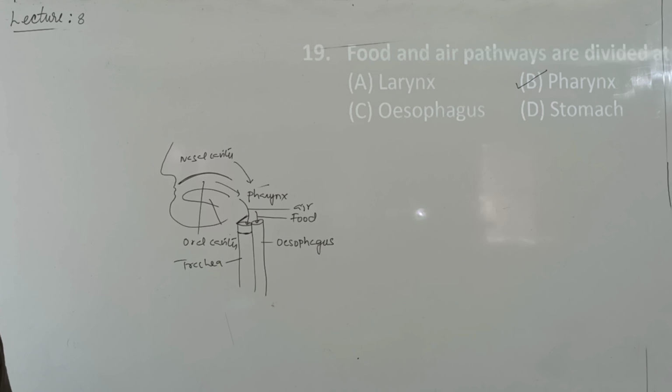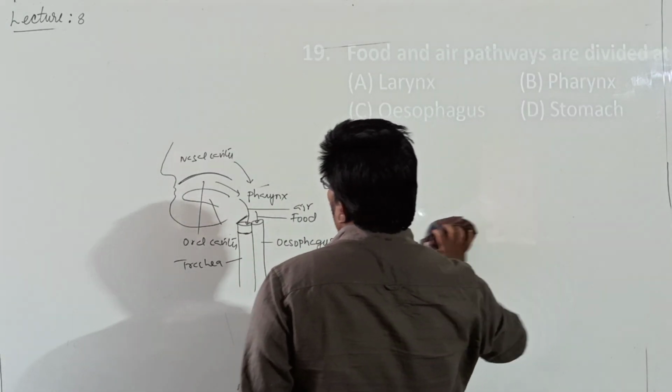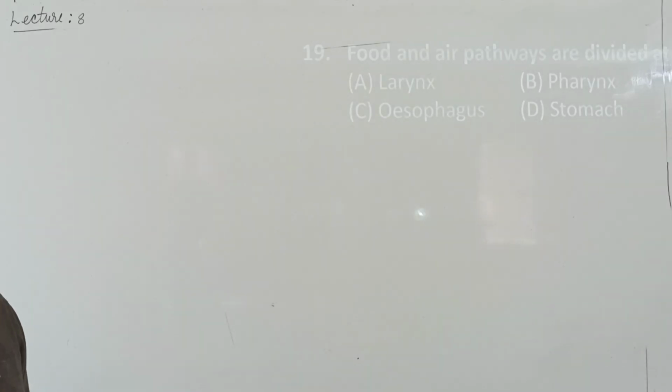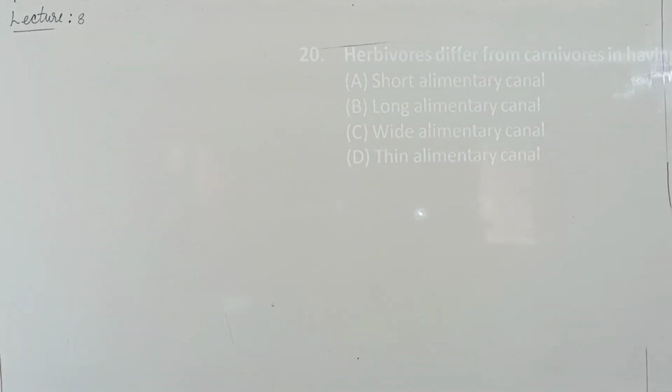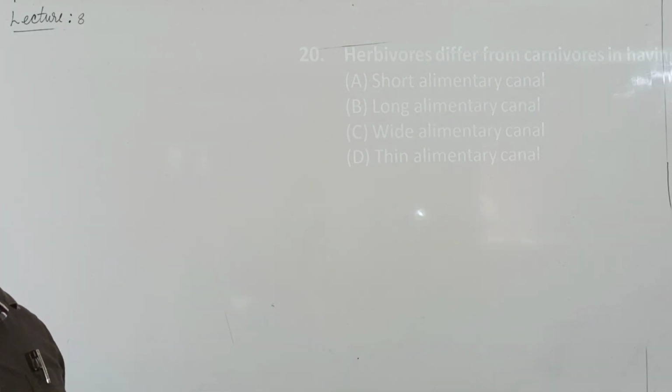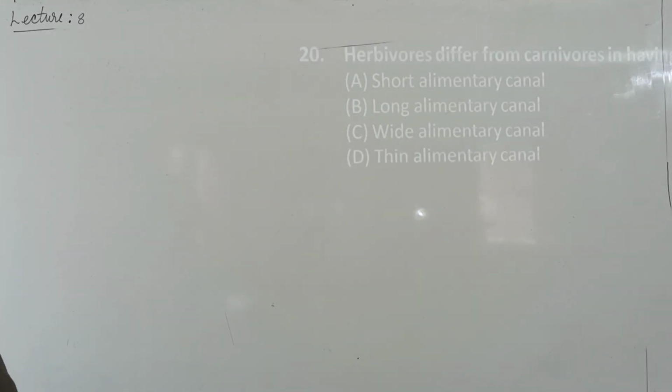Next. So herbivores differ from carnivores in having. Here herbivores are the animals that will be taking a lot of vegetation. It contains a lot of cellulose, and digesting the plant material requires a lot of time. For that reason they have long alimentary canals.